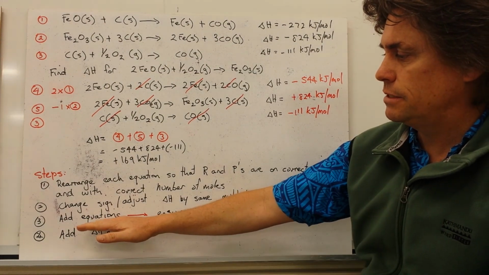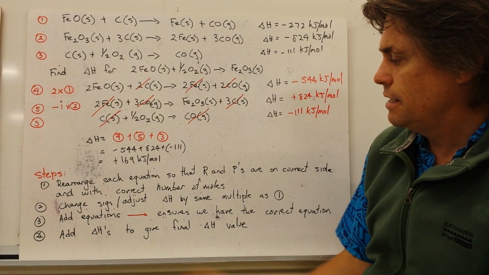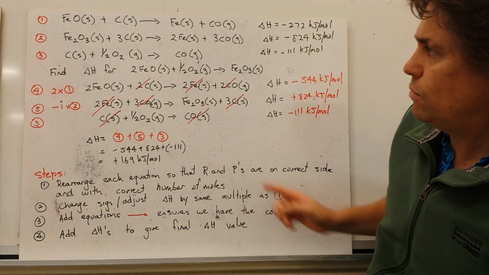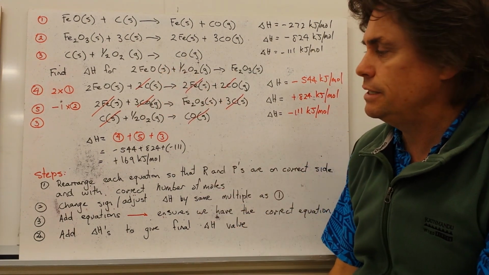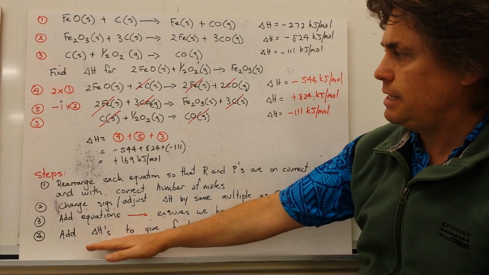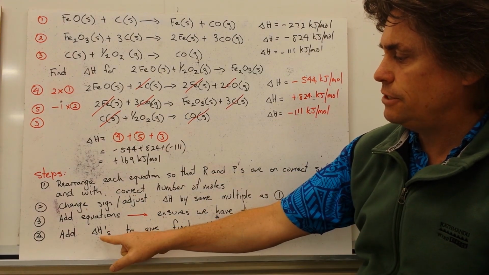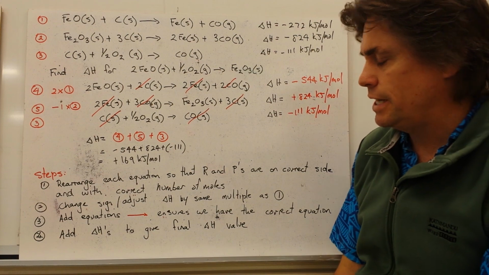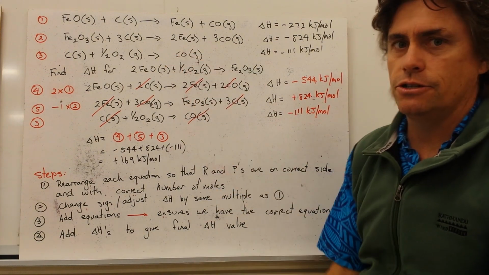Our third step says that we add all the equations together, and this will ensure that we have the correct equation for the one that we need to find. And then finally, as we did here, we add the change in enthalpies to give the final change in enthalpy value for the reaction that we require.